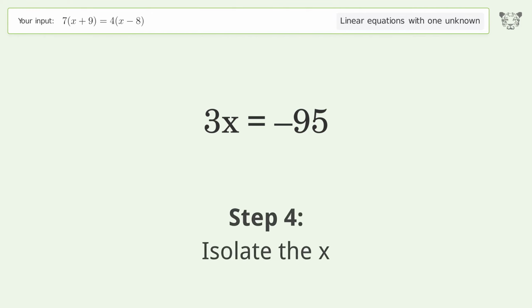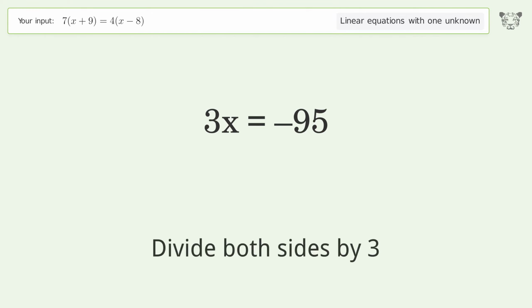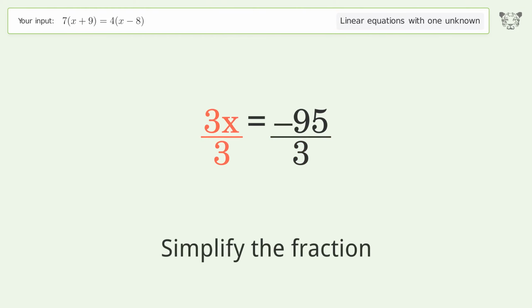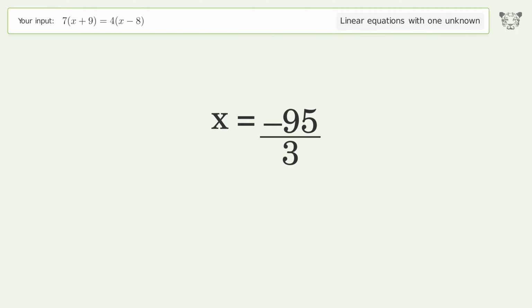Isolate the x. Divide both sides by 3. Simplify the fraction. And so the final result is x equals -95/3.